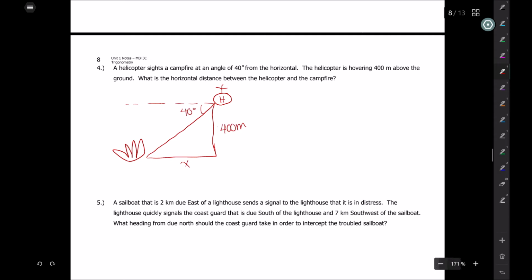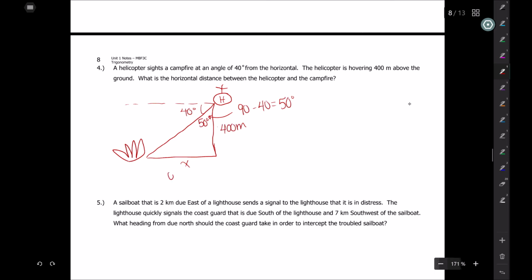Now, you have two options. You can either determine this angle up here, or you could say this is 40 degrees over here, and then you wouldn't have to calculate this angle up here. These are equal to each other using the Z pattern. So I'm going to figure out this angle up here by subtracting 40 degrees from 90. So this angle is 50 degrees over here.